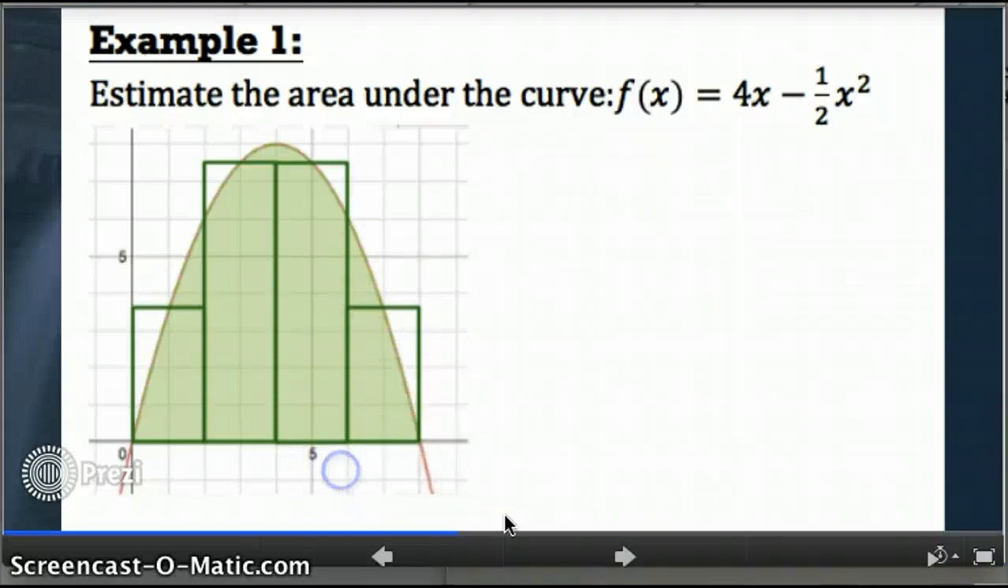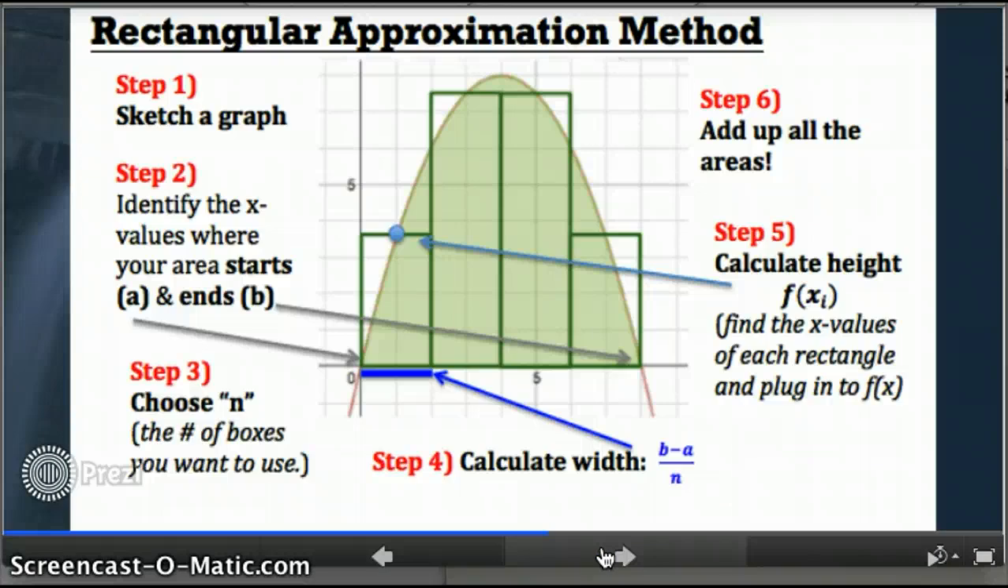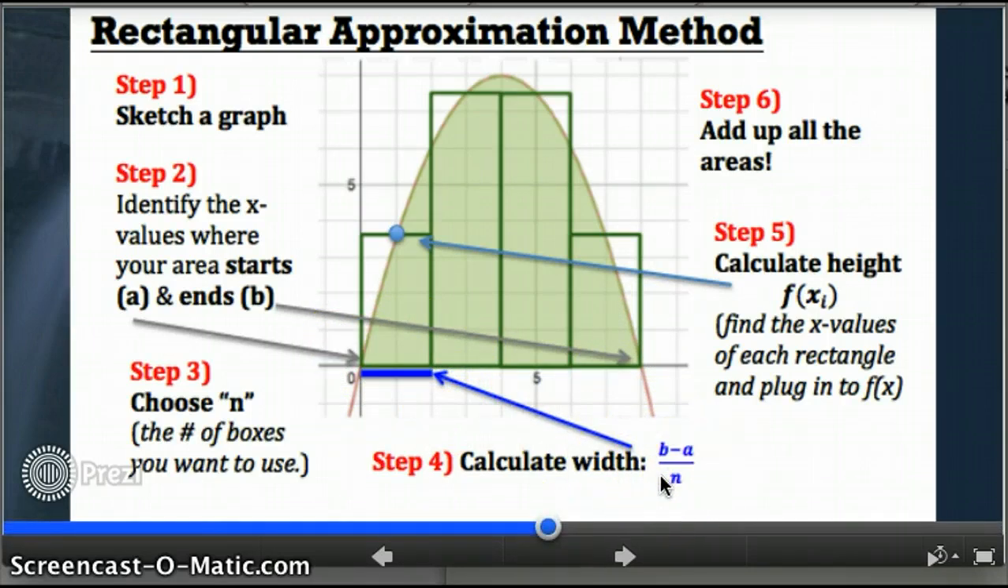This idea of using rectangles to estimate area is called the rectangular approximation method. And this is the idea that Newton and Leibniz and a bunch of other guys came up with in order to figure out how to calculate the area of a strange shape. Basically, it has 6 steps. These are the 6 steps that we just did. We sketched a graph, we identified where the shaded region starts and ends, we chose how many boxes we wanted to use, and we calculated the width of each box using the entire length, so 8 minus 0, divided by the number of boxes, which was 4 for us.